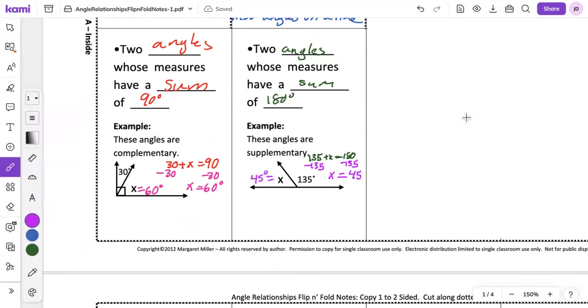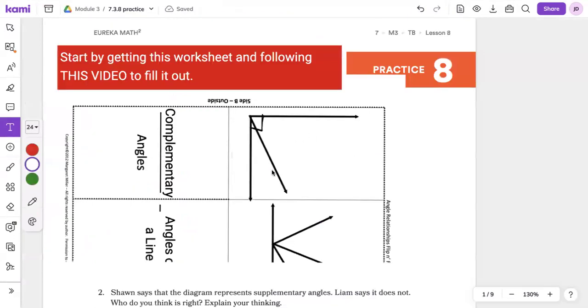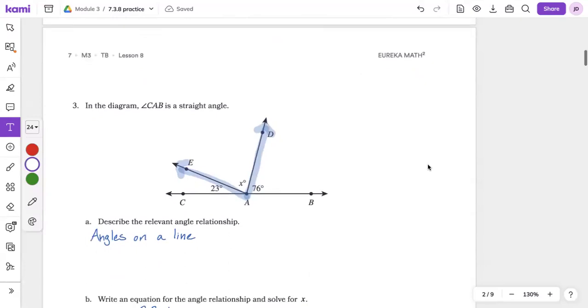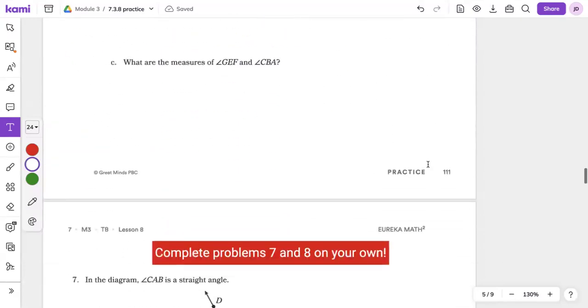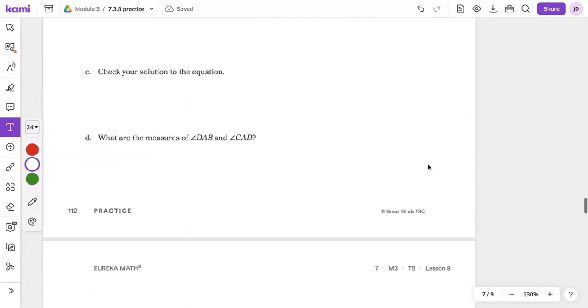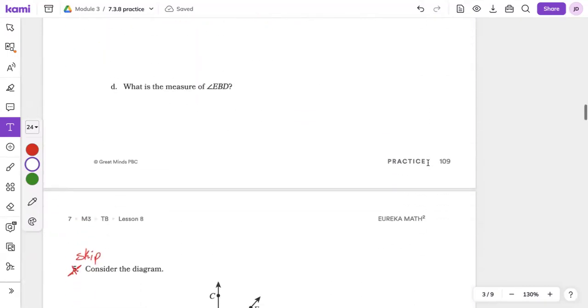And that's exactly what the lesson today is going to be. If you haven't noticed already, we're actually on the practice for lesson 8. After you've completed this, you're going to scroll down to number 3. You're going to complete 3 through 8, skipping over number 5 here.